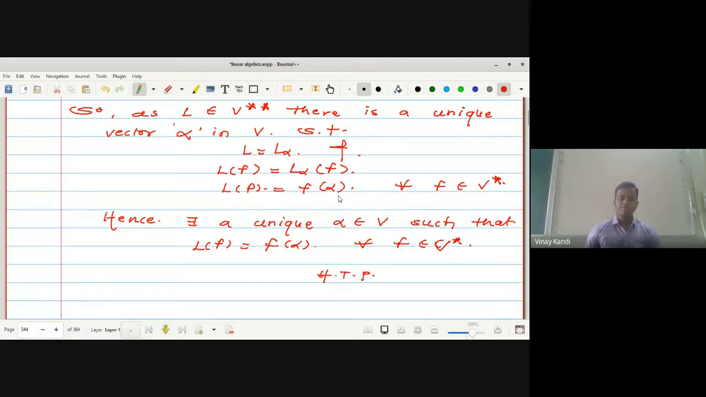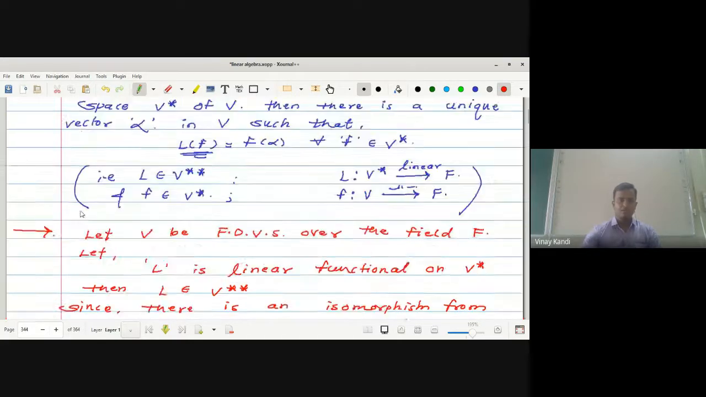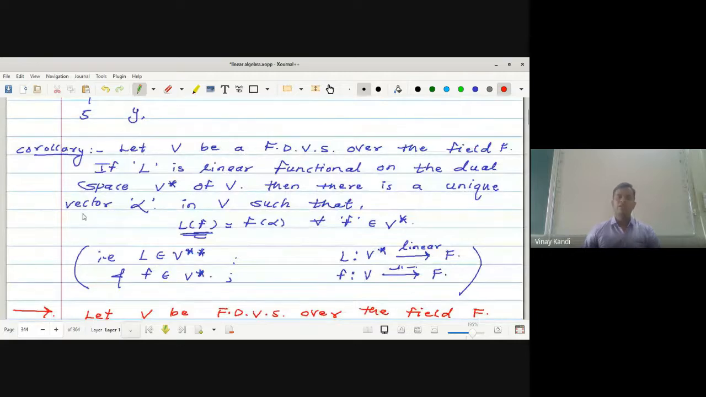So for all f belonging to V star. Hence there exists a unique alpha belonging to V such that L of f is equal to f of alpha for all f belonging to V star. Hence, we proved that if V is a finite dimensional vector space over the field F and L is a linear functional on the dual space V star of V, then there is a unique vector alpha in V such that L of f is equal to f of alpha for all f belonging to V star. Okay, any doubt up to here?